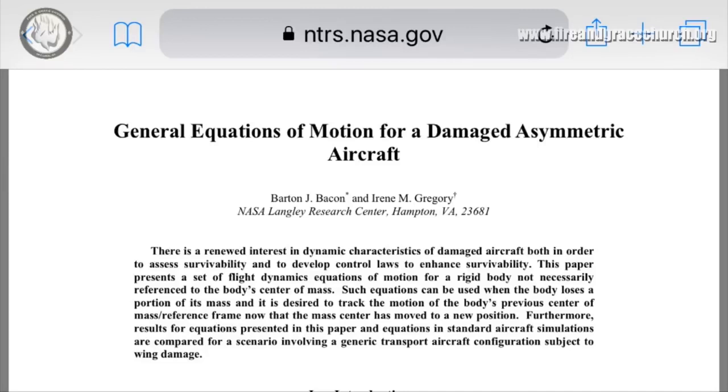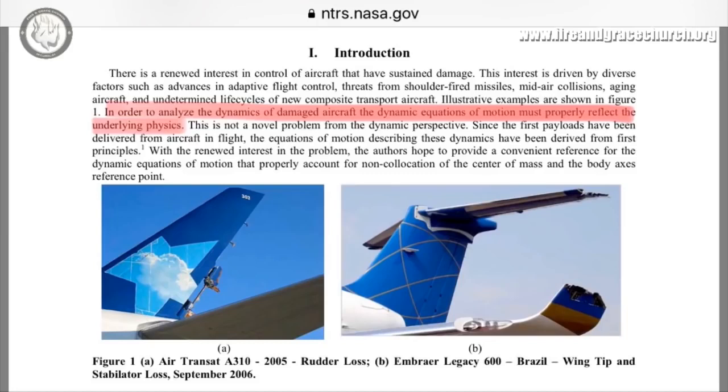Now this is general equations of motion for a damaged asymmetric aircraft. So what they're trying to do is fix equations if a plane loses part of its wing or tail fin or whatever, how to compensate and all that stuff, right? So that's what this is about. And the technical manual gives you this stuff. Here's the introduction, right?